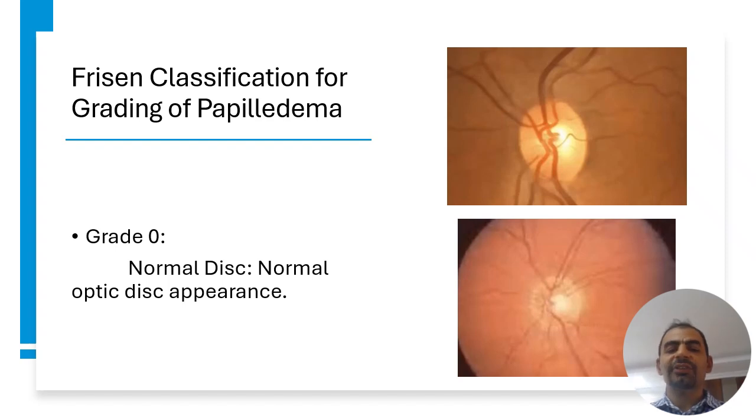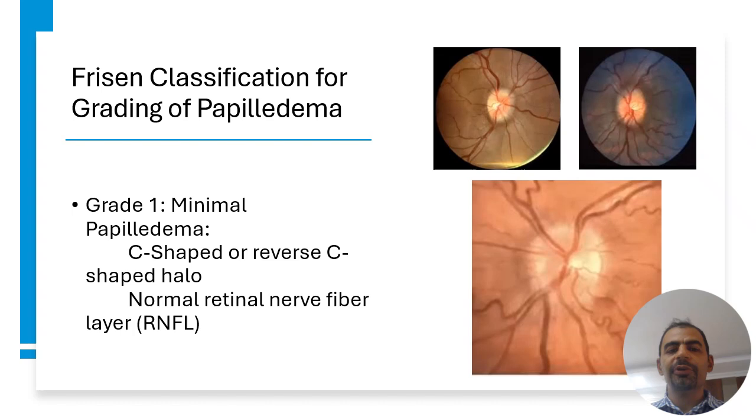The Frisén classification starts with grade 0, that's to say a normal optic disc, in which the borders of the optic disc are very sharply demarcated and not elevated, and the cup of the optic disc is not obliterated. It's clearly seen in those two optic discs. In very early papilledema, or grade 1, there is minimal C-shape or reversed C-shape elevation of the peripapillary area with a normal retinal nerve fiber layer thickness.